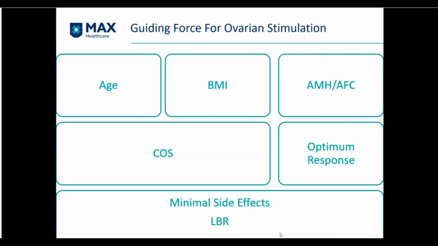The deciding factors for ovarian stimulation are basically guided by three main factors: age, BMI, and serum AMH levels or the antral follicle count on ultrasound. However, our main aim is to have an optimum response. The stimulation should not cause side effects to the patient, there should be minimal side effects, and the aim is a good live birth rate.